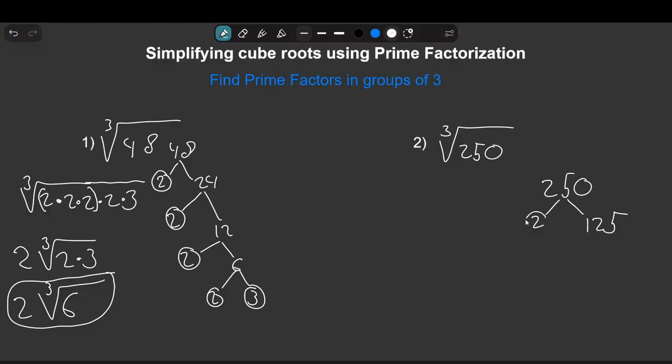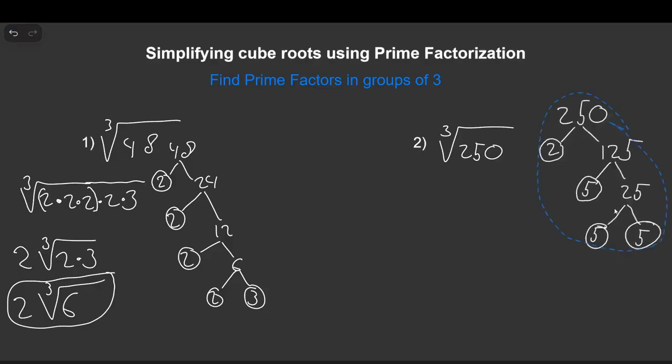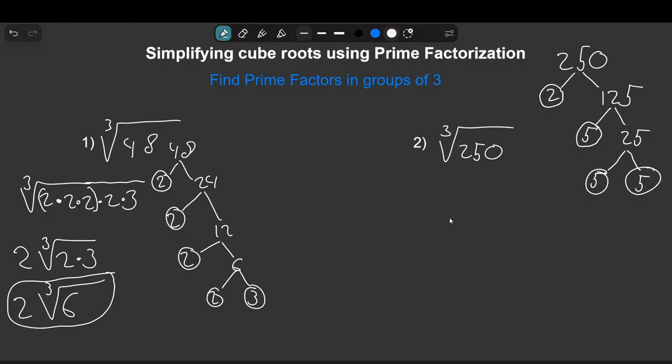So 2 is prime, so we're done with that, and we're going to break down the 125 again. So let's use the factors of 5 and 25. So 5 is already prime, 25 isn't, so we're going to break this down one more time. Again, let's use the factors 5 and 5. So both 5's are prime, so we can now begin rewriting our cube root.